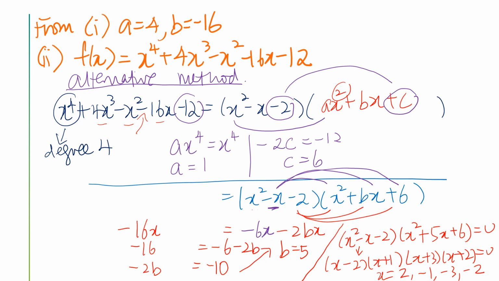So you can choose whichever method you want to use to find the remaining factors. Basically here, I think this is a quotient, or your remaining factors. Okay.